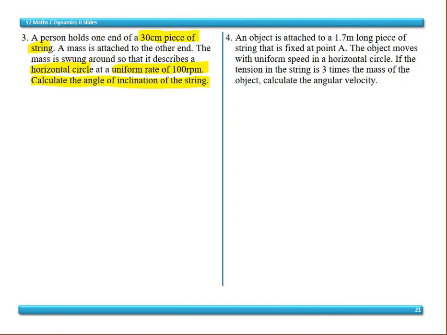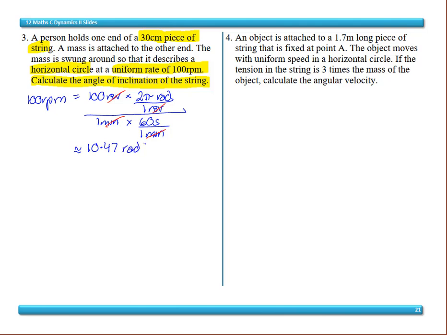First, we need to convert our 100 RPM. So 100 RPM is going to equal 100 revolutions, and I want to change that to radians, so 2 pi radians in 1 revolution. And our 1 minute I need to convert to seconds, so that'd be 60 seconds over 1 minute. So you can see how that works with the units. The revs cancel, the minutes cancel. Go to your calculator, and that is approximately 10.47 radians per second.